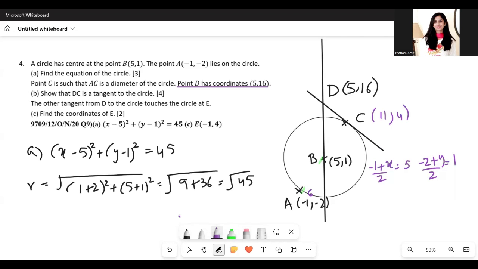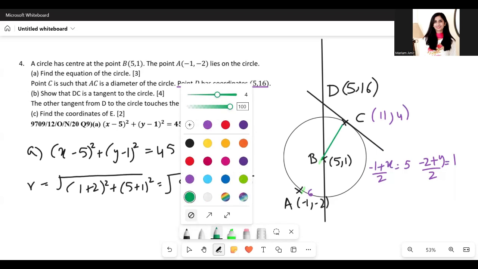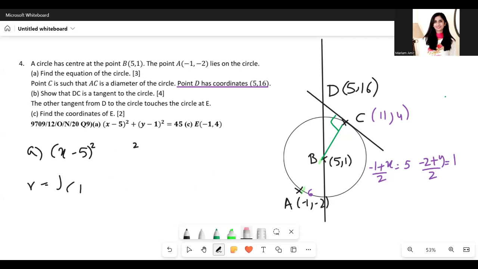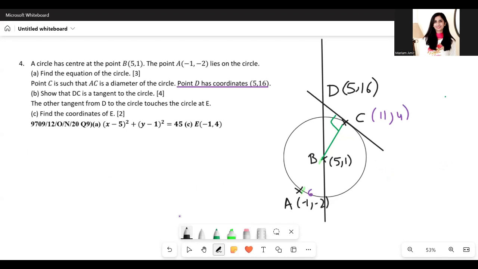So how can we do that? Connect these 2 points. If DC is the tangent, then this must be a right angle. And again, if DC is the tangent, then the slope of DC and the slope of BC should be negative reciprocal of each other, or in other words, their product should be -1. So find both of these slopes. If their product is -1, that means yes, these 2 lines are perpendicular to each other. And if they're perpendicular, that means that DC is the tangent, because we know that the radius and tangent are perpendicular.